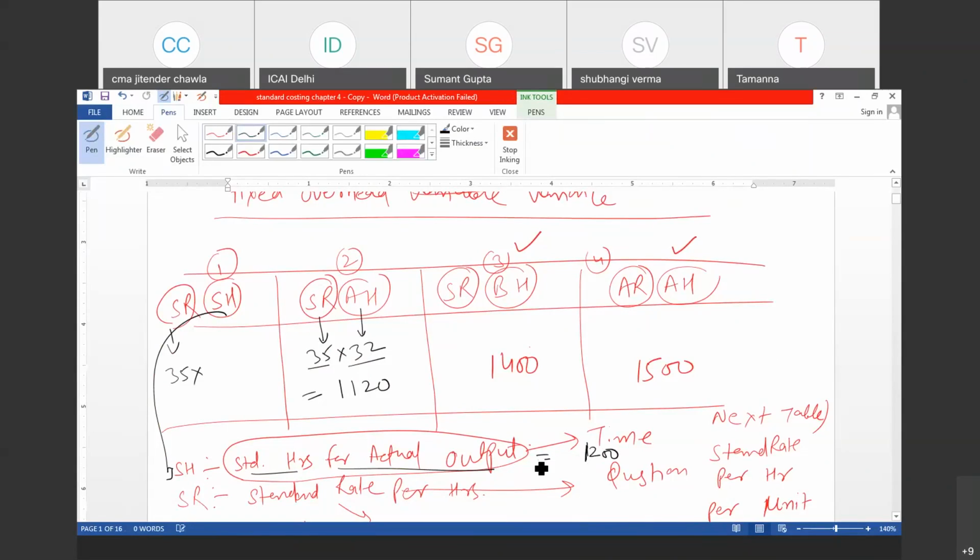and 40 hours is taken for 1400 units. So for 1200 units, as is its actual, could I say 1200 divided by 1400 into 40? This will give me, anyone of you? 34.29. It is standard or 34.29.